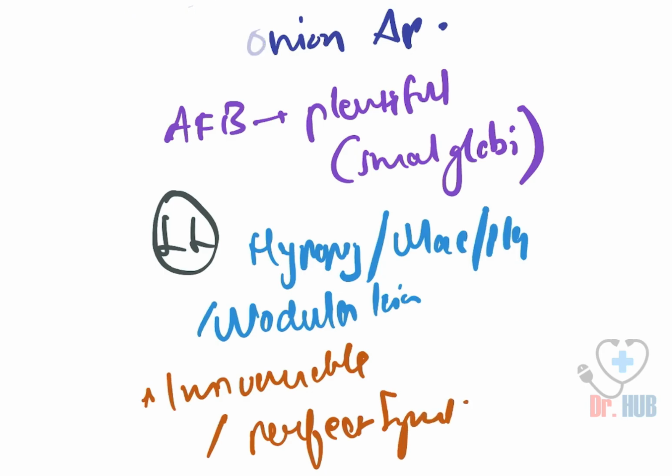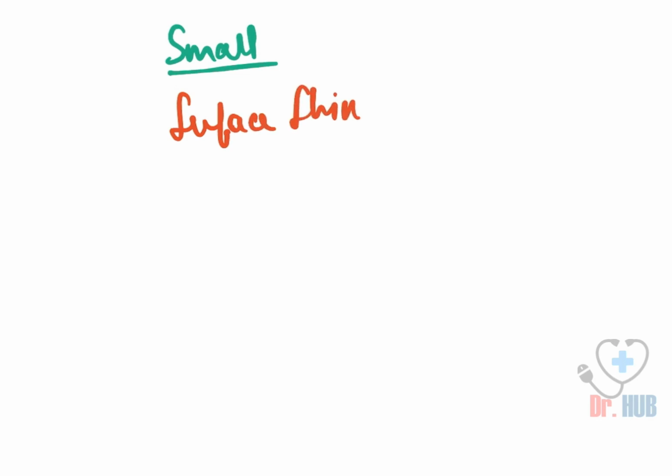Then we jump on to the site and size of the lesion. The lesions are small. Next, looking at the surface, it is shiny. It is very small and shiny.